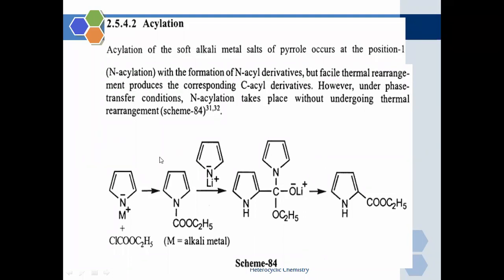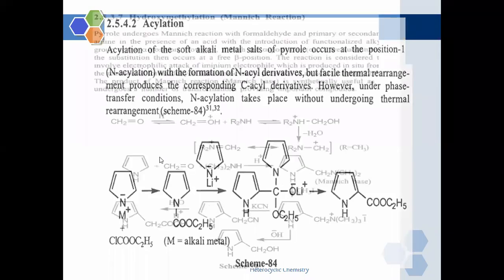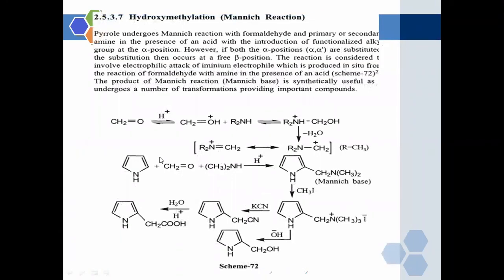Now, followed by acylation, the pyrrole undergoes hydroxymethylation reaction. Now this hydroxymethylation reaction is known as Mannich reaction. Now how does pyrrole undergo Mannich reaction? What is the meaning of the word Mannich reaction?